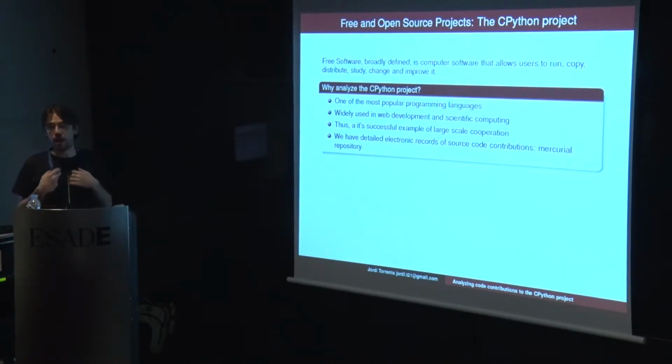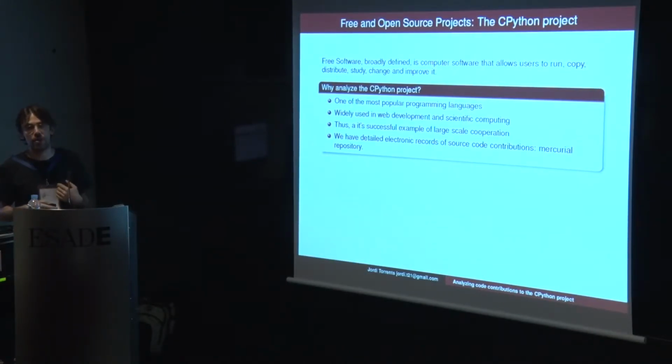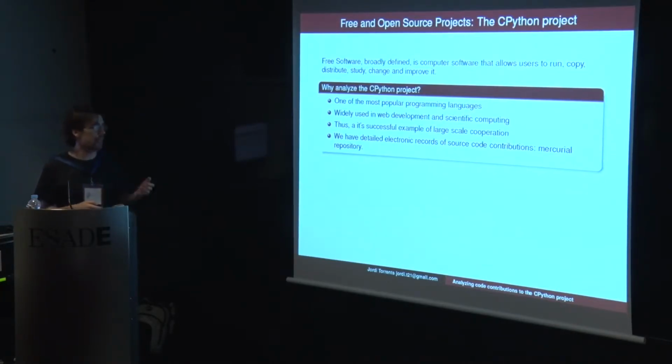So, how does this relate to the analysis of the CPython project? For my thesis, I needed an example of large-scale cooperation, a technology that is well known and very used, so it is one of the most popular programming languages. But the most important thing is that we have detailed electronic records of source code contributions, which means that from 1991 to 2014 or 2015, I have all the records of what people contributed to the project.